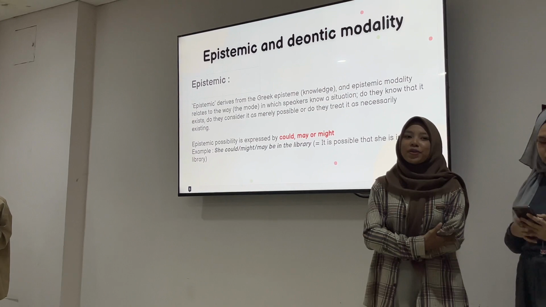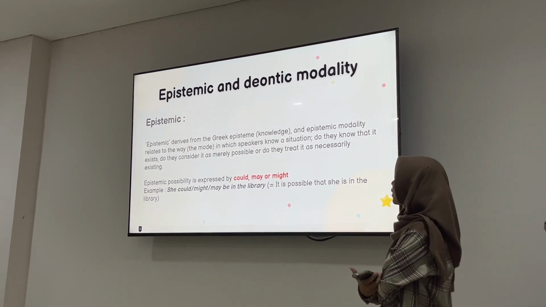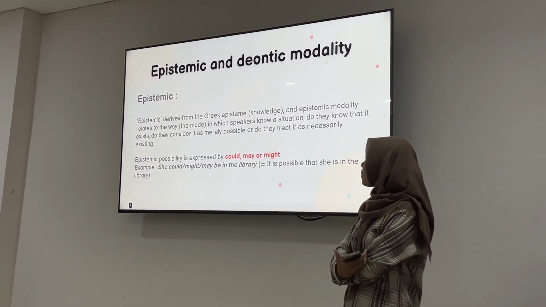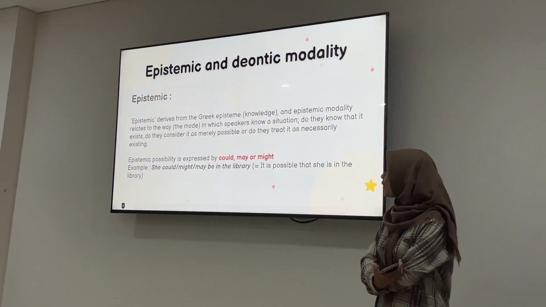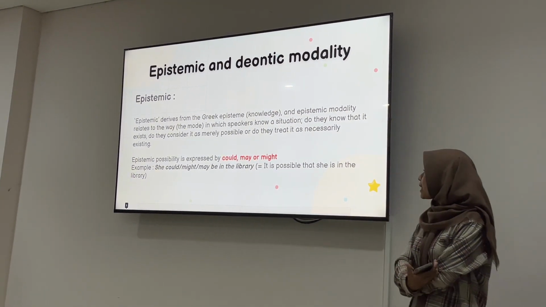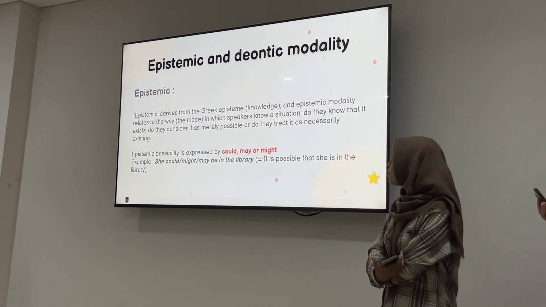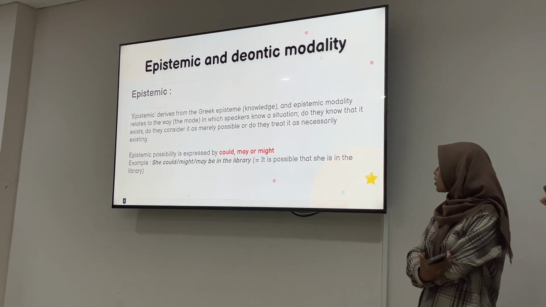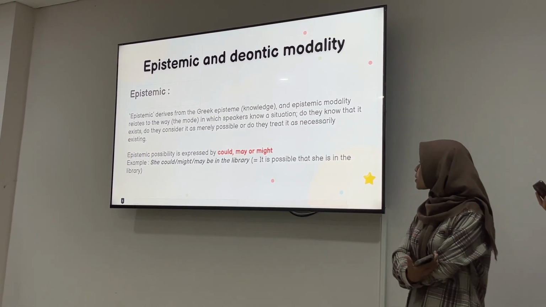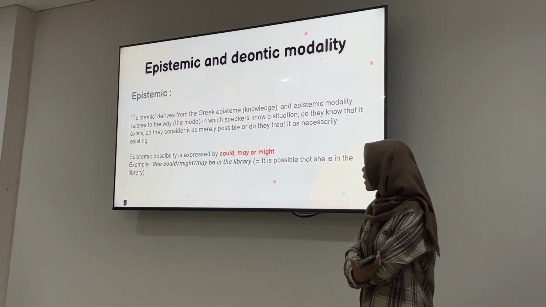Okay, good morning everyone. So now here I want to explain about epistemic and deontic modality. For the first one, epistemic. What is epistemic actually? Epistemic derives from the Greek episteme, which means knowledge, and epistemic modality relates to the way or the mode in which the speaker knows a situation. Do they know that it exists? Do they consider it as merely possible? Or do they treat it as necessarily existing?